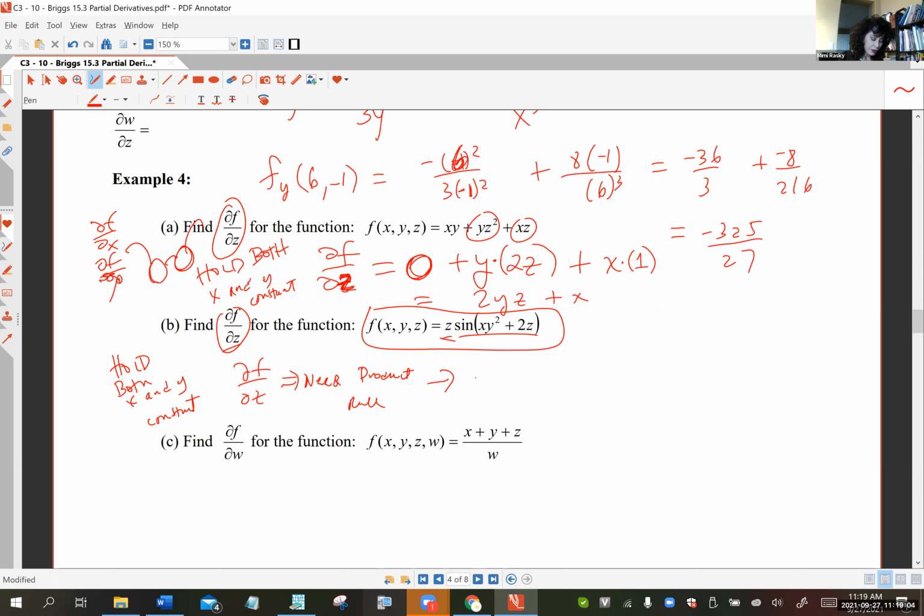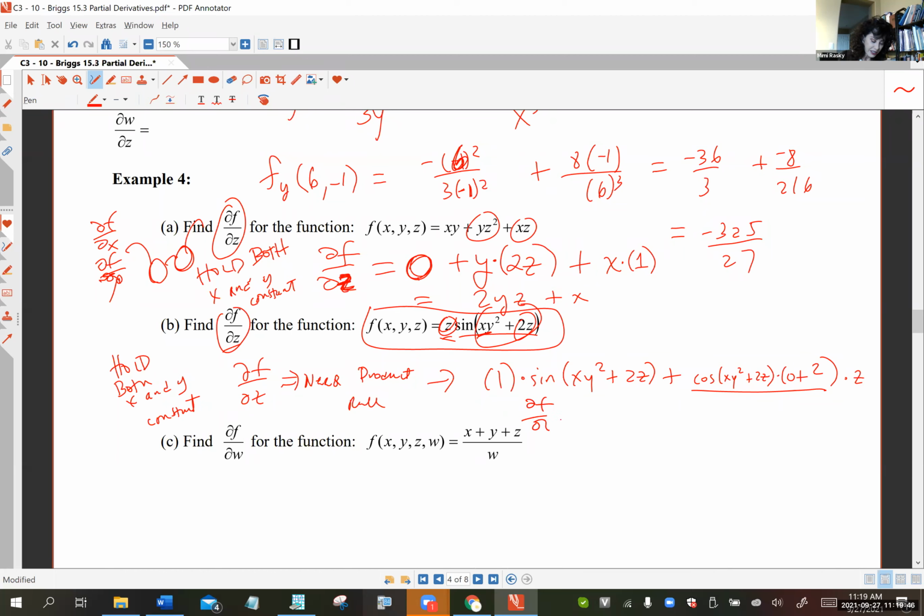I'm going to first take the derivative of z with respect to z. That's just 1, times the sine function. So I'm just going to copy the sine function down, plus the derivative of the sine function with respect to z times z. So we're going to have some junk, and then of course times z way out here. The derivative of sine is cos. So you're going to have cos of xy squared plus 2z times the derivative of that argument with respect to z. Well, the derivative of xy squared with respect to z is 0, plus the derivative of 2z with respect to z is just 2. And now you can clean this up.